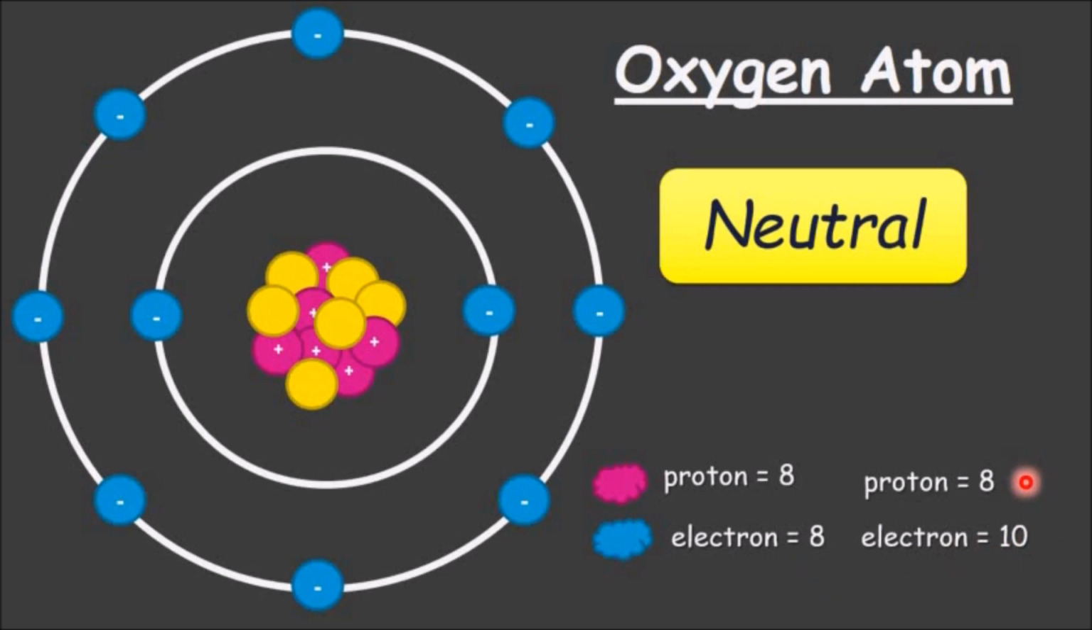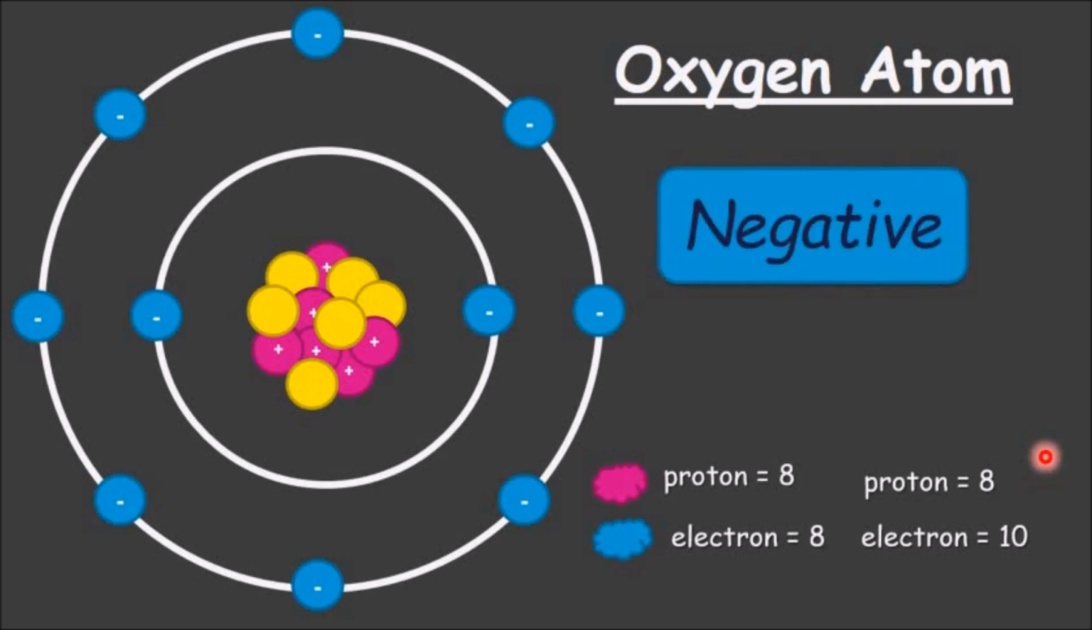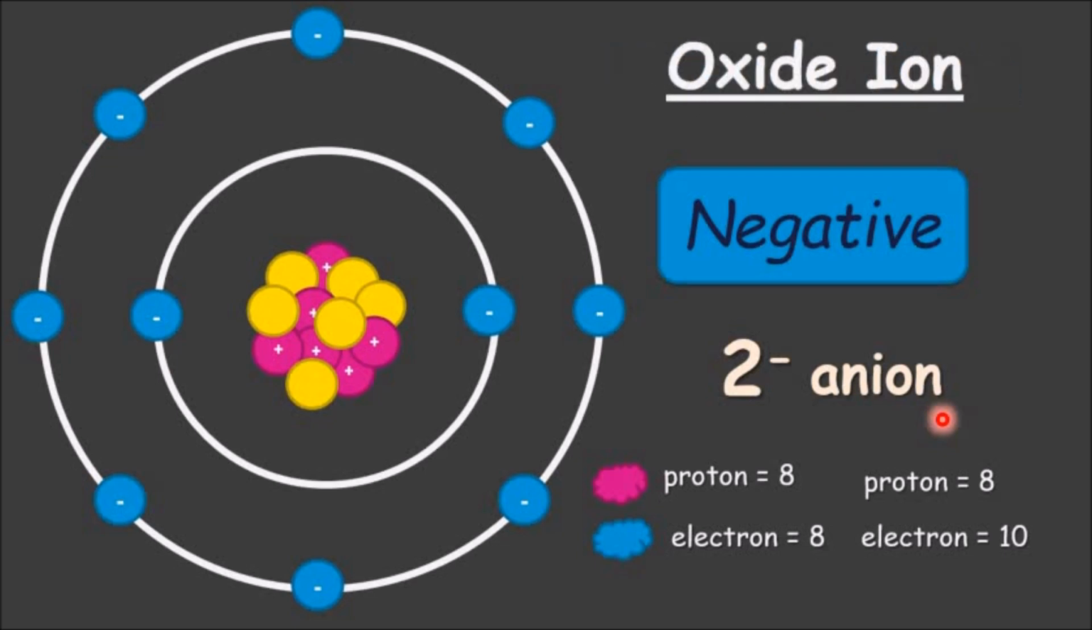Now we have 8 protons and 10 electrons. So this means that there are more negatively charged particles in the oxygen atom, making it negatively charged. And it will now have a charge of -2 because it has 2 excess negatively charged particles. And we know already that we call a negatively charged ion an anion. So this makes the oxygen atom into an oxide ion. So that is what we technically did in experiment 1 on your learning packets.